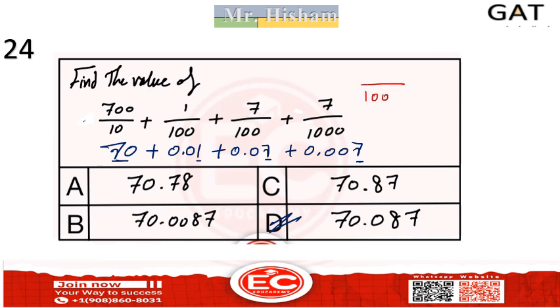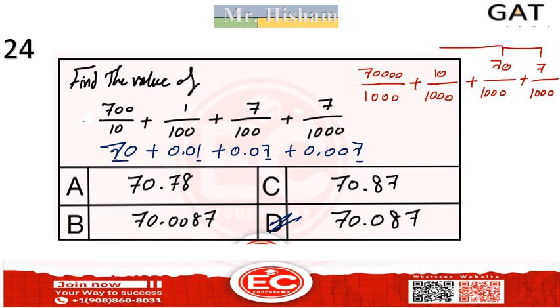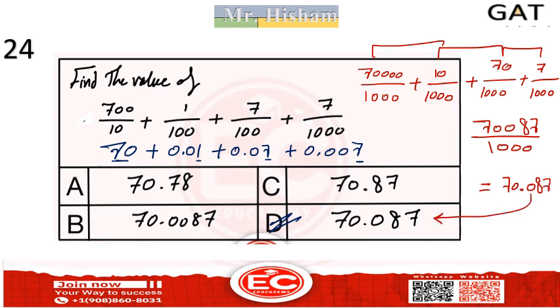Another solution: you can make the denominator 10,000. So it's 700 and you add double zeros. Plus 10 over 1000 plus 70 over 1000, by adding up and down, plus 7 over 1000. So 7 and 70 and 10 and 70,000 is 7,087 divided by 1000, which is equal to 70.087. So the right answer is D.